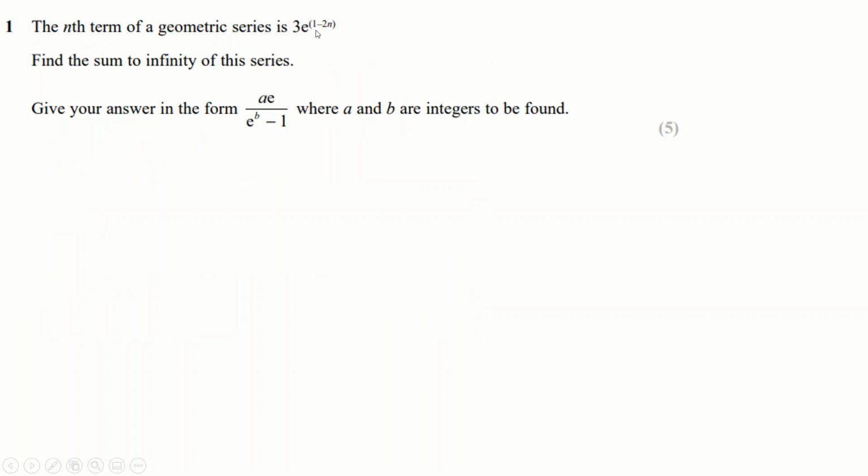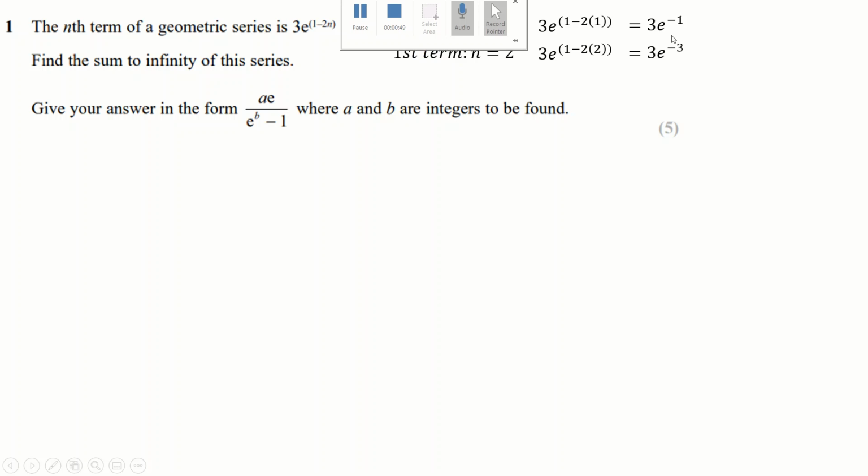Nth term of geometric sequence is this. Okay, let's just write out some of the sequence then, I guess. So if n is 1, that gives you the first term. Put n is 1 in, and you get 3e to the minus 1. Second term, when n is 2, you put 2 in, and you get 3e to the minus 3.